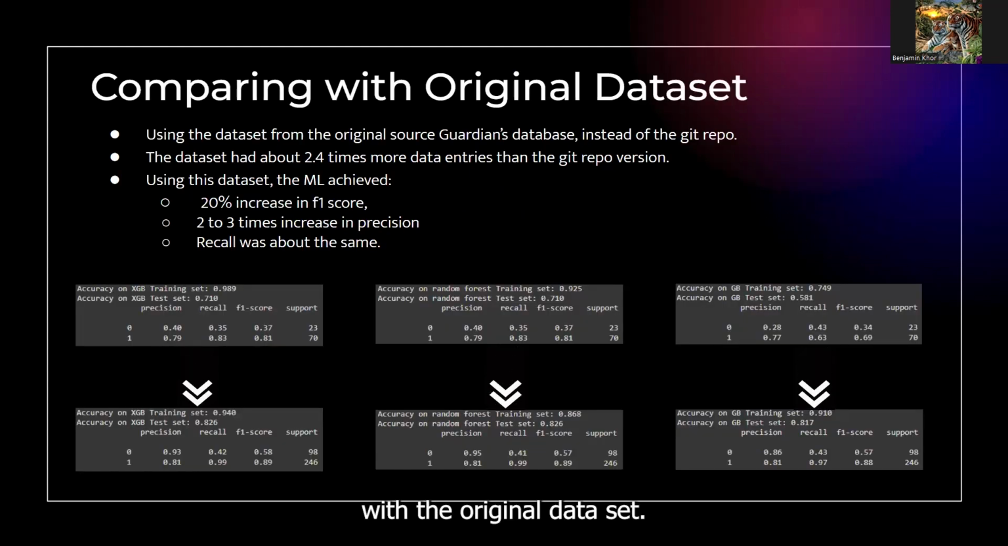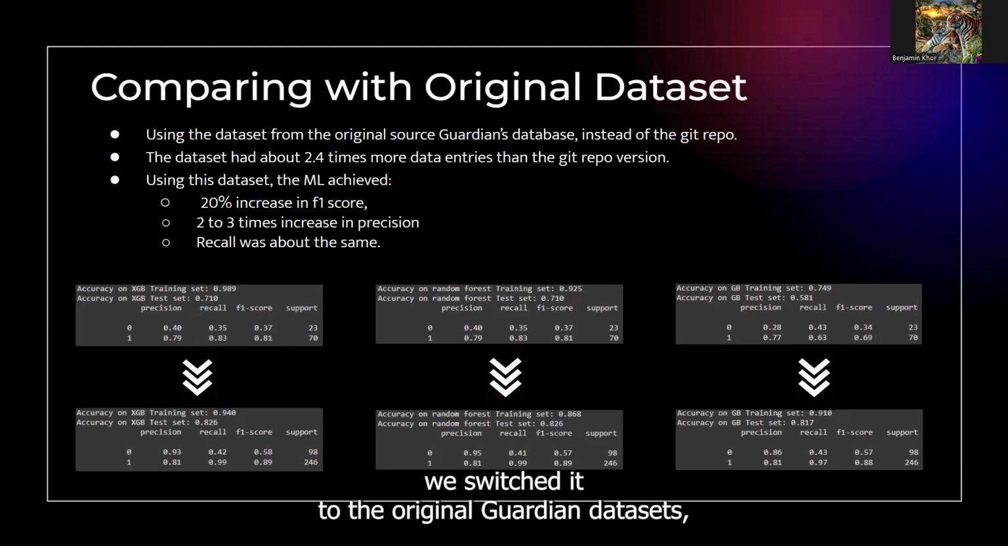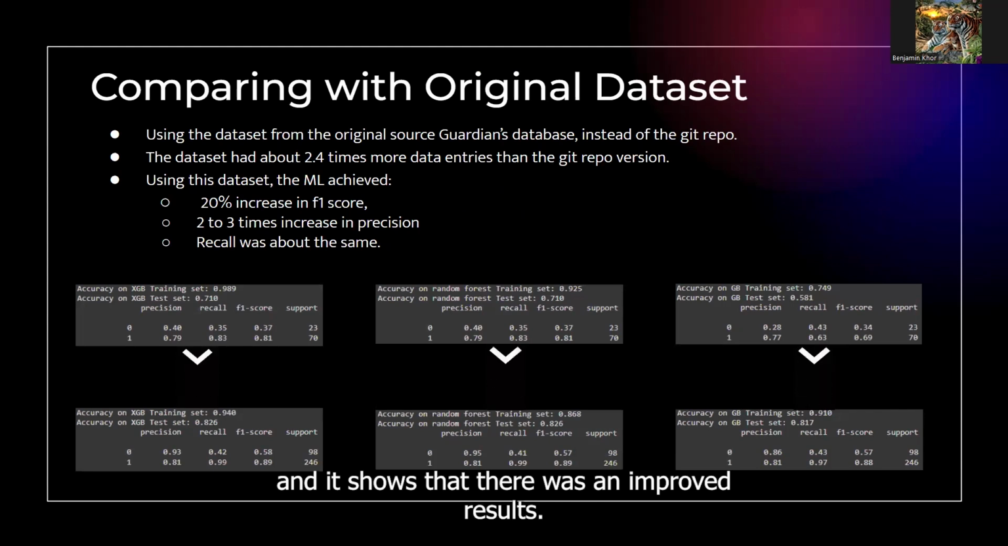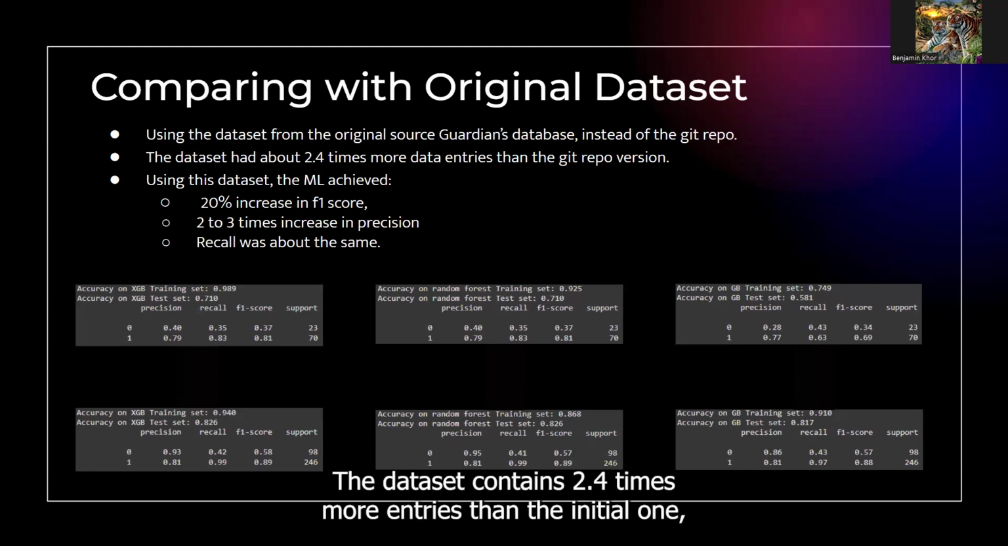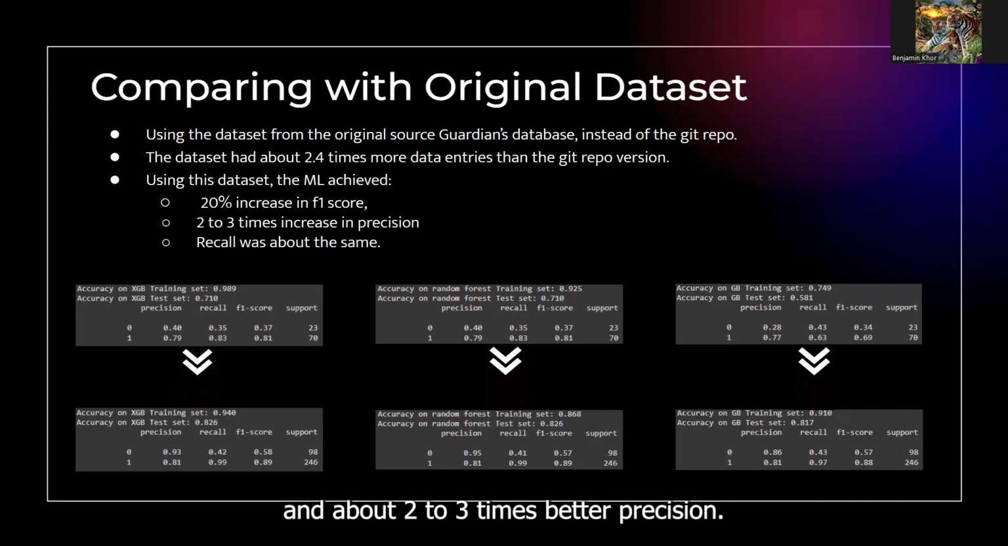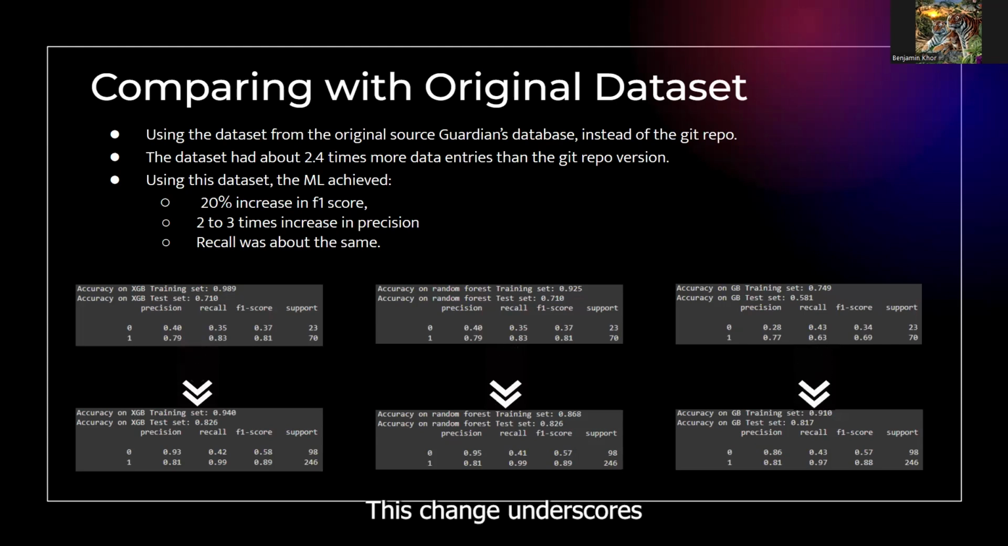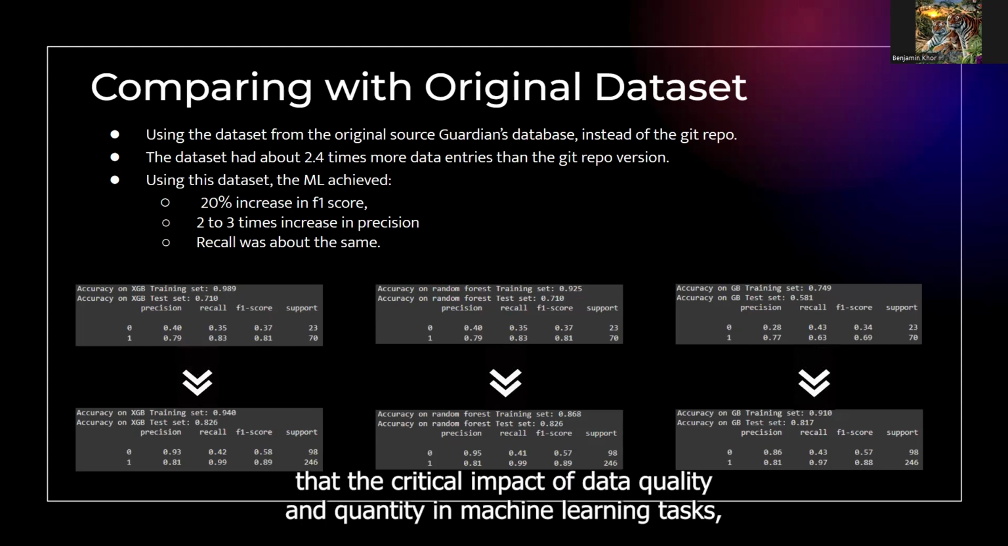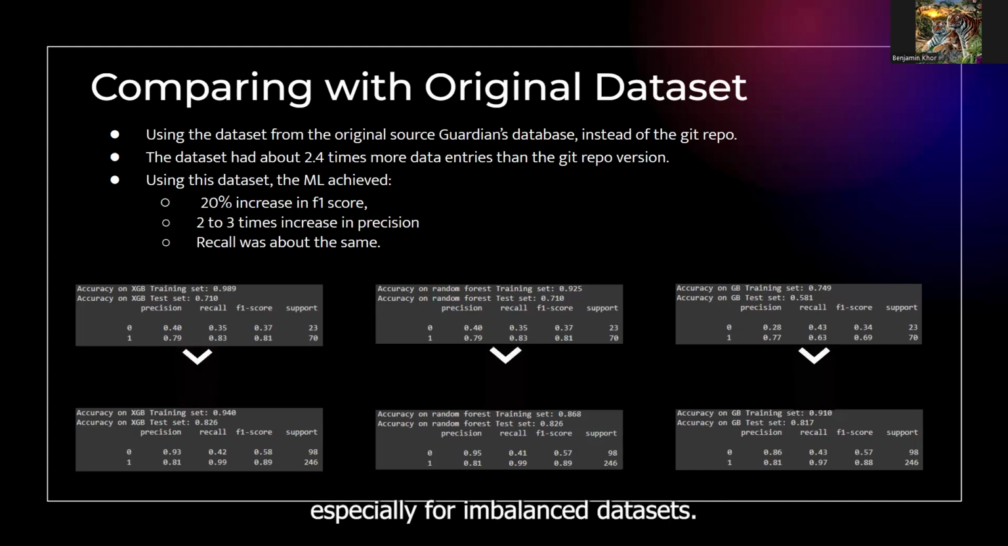So we tried to compare with the original dataset. We switched to the original Guardian dataset, and it shows that there were improved results. The dataset contained 2.4 times more entries than the initial one, which led to a 20% increase in the F1 score and about 2 to 3 times better precision. However, recall scores remained constant. This change underscores the critical impact of data quality and quantity in machine learning tasks, especially for imbalanced datasets.